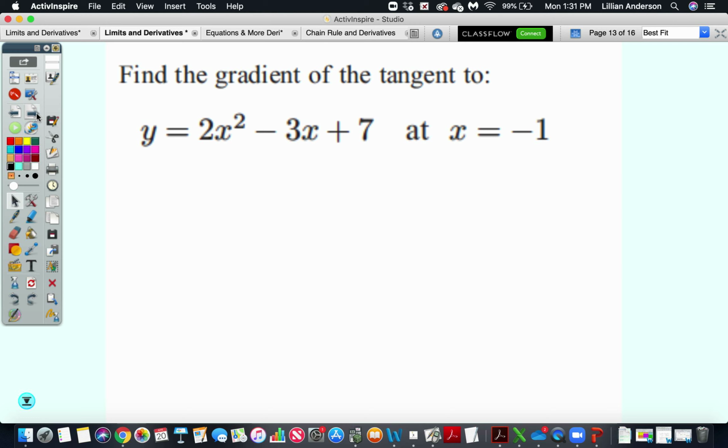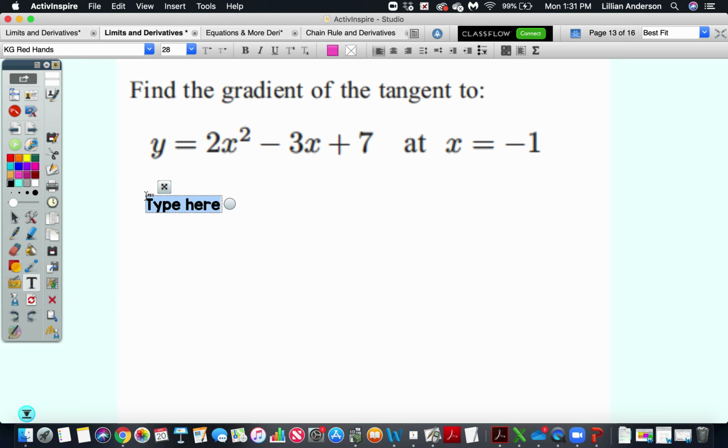And so that's how you use your different rules to find the derivative, okay? Now, when it asks you to find the gradient of the tangent to a function at a particular point, that is when you actually plug in the value for x into your derivative. So for this particular example, I want to find the derivative. Remember, y prime is another way to represent the derivative.